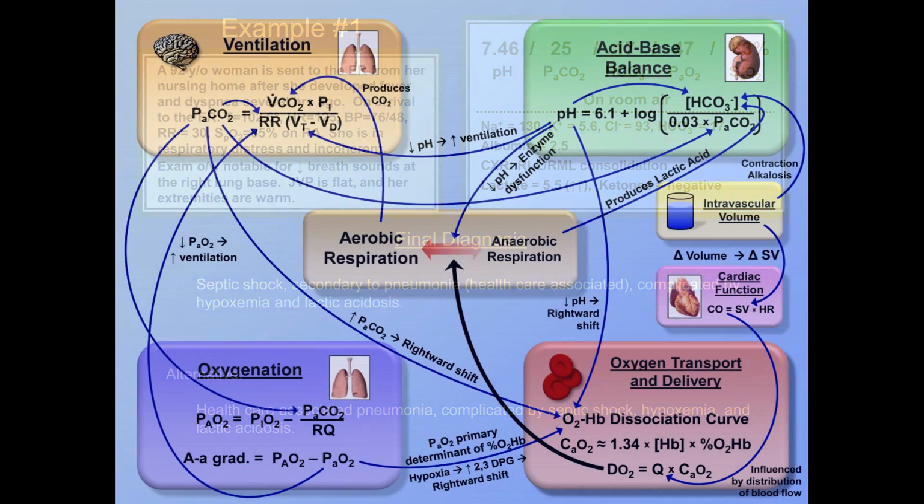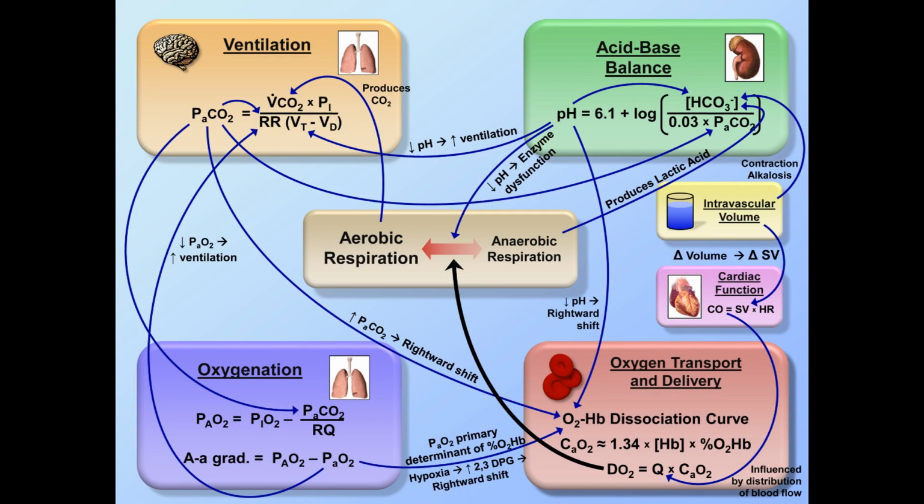How does this woman's pathology map out on our model? I'm going to designate the primary problems with a red box and the secondary problems with a tan box. So her primary problems are an increased AA gradient caused by pneumonia and decreased perfusion caused by sepsis-induced maldistribution of blood flow. Secondary problems are the respiratory alkalosis caused by hypoxemia-induced stimulation of ventilation, a change in the O2 sat as P(a)O2 is the primary determinant, which will subsequently affect CaO2, and finally her lactic acidosis produced by anaerobic respiration will decrease the serum bicarb, which will then lower the pH further.